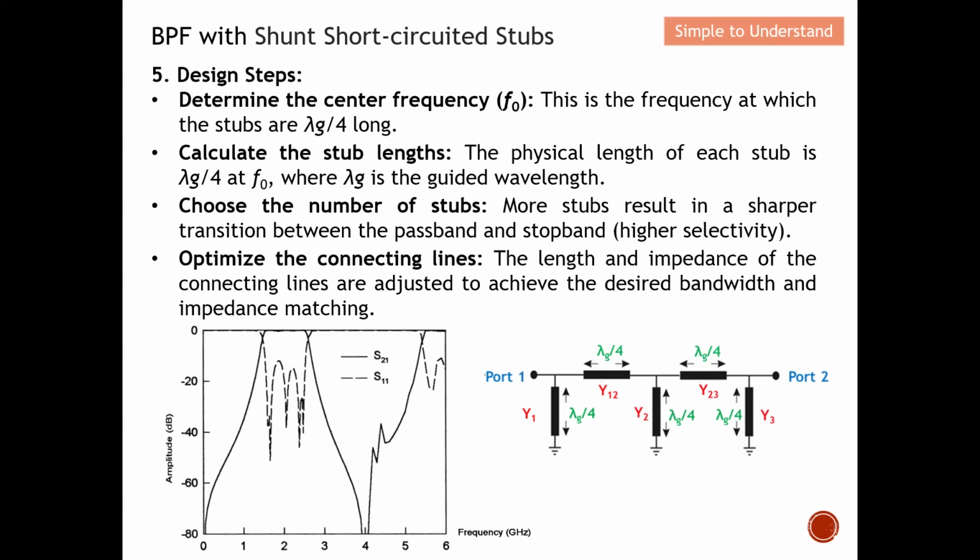Choose the number of stubs. Over here you can see that the number of stubs is 3. The more stubs, the sharper the transition between the pass band and stop band, which means your skirt will be steeper the more stubs you implement. So in order to have a higher selectivity, you can consider putting in more stubs. Then, optimize the connecting line. The length and impedance of the connecting line are adjusted to achieve the desired bandwidth and also the impedance matching. Basically these are all the design steps to design the bandpass filter.